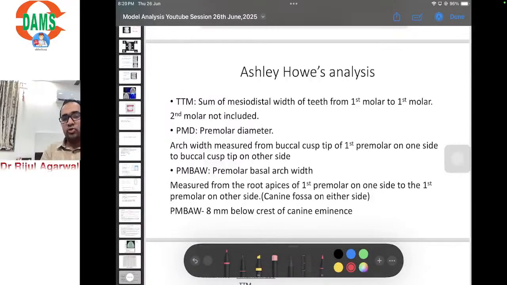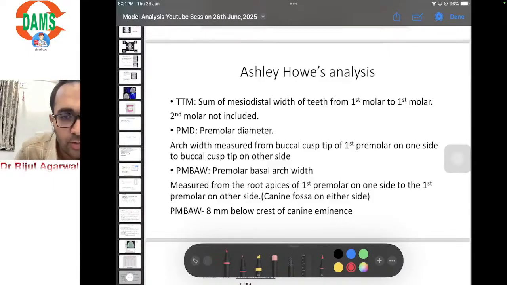Very easy to do. So for Pont and Linder-Hart, you need to remember the new denominator and the formula. For Korkhaus, no need, just remember the point incision and its relationship and what it says. Next comes Ashley-Howe analysis. So until now we took the sum of maxillary incisors. Ashley-Howe took TTM, that is the total mesiodistal width from first molar to first molar. That is the distal margin of the first molar from one side to the distal margin of the other side, and it did not take into account the second or third molar. Next it took the premolar diameter.